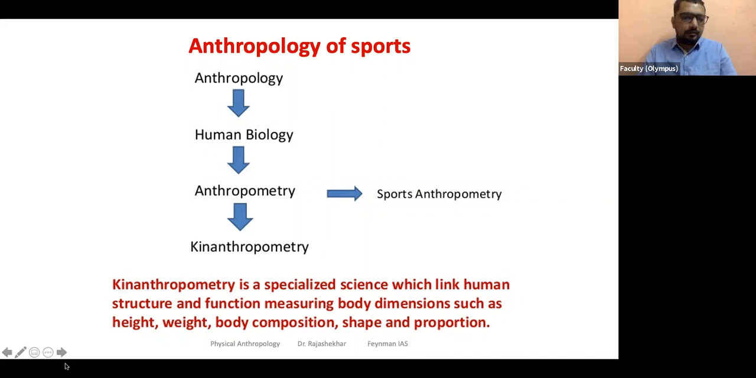What is kinanthropometry? Kinanthropometry is a specialized science which links human structure and function. So what do you do? A particular individual has certain function, certain structure, certain shape, certain amount of muscles, as we learned in the growth part. So we are trying to link that component. How is the structure of this person built? Functionally, how is it related? Can he perform better in certain sports than the other?